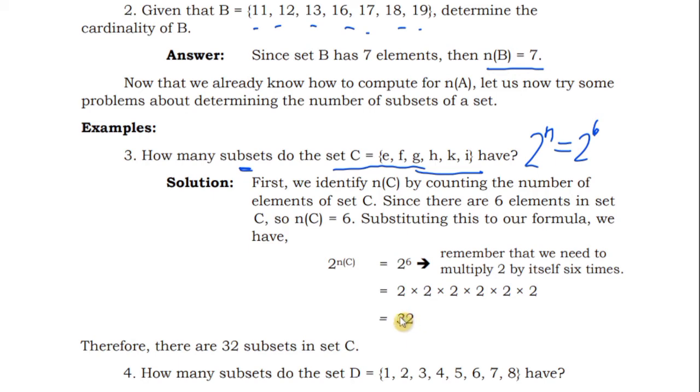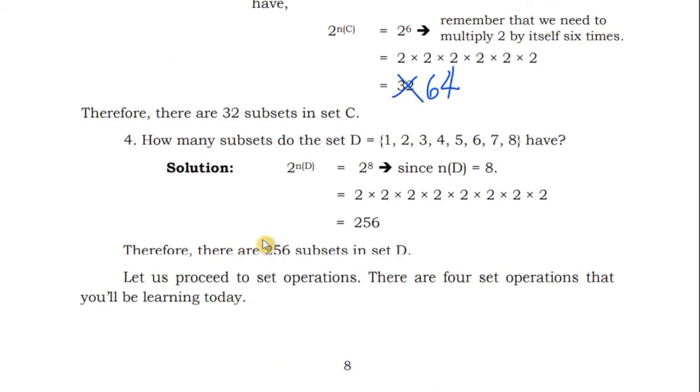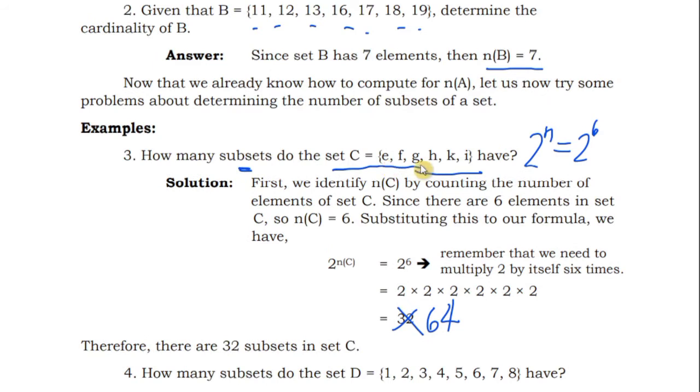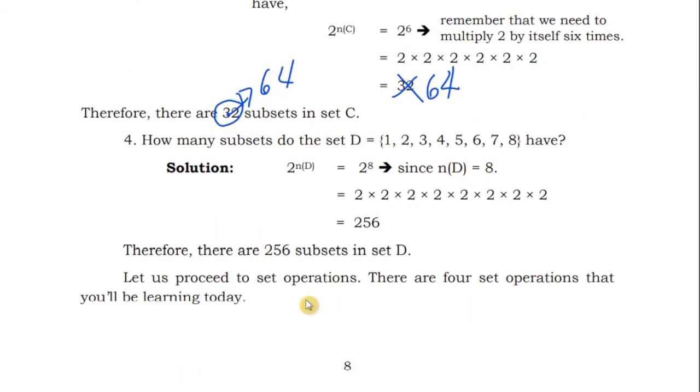So in this case, this is not anymore 32, but this one must be 64, another typographical error. Because accordingly we have 1, 2, 3, 4, 5, 6 as the number of elements that we have. So this must be 64. Okay, how many subsets does the set D have?